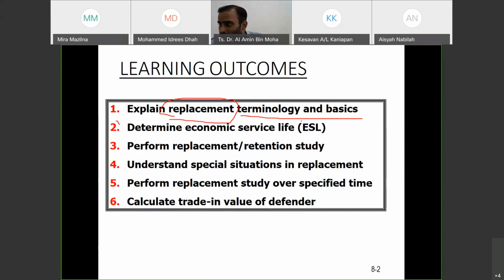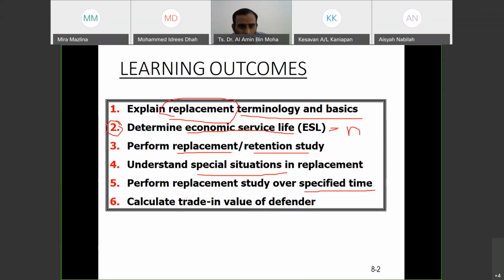Doctor, now okay. So go back to the learning outcomes just now. Explain the replacement terminology. And then I think the most important parts are number 1 and number 2. Determine the economic service life. We determine the economic service life, basically it's N. And perform replacement or retention study. And understand special situations in replacement and perform replacement study over a specified time.